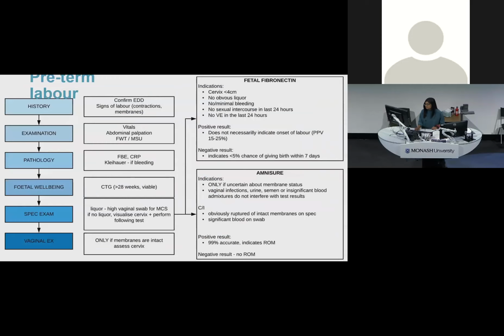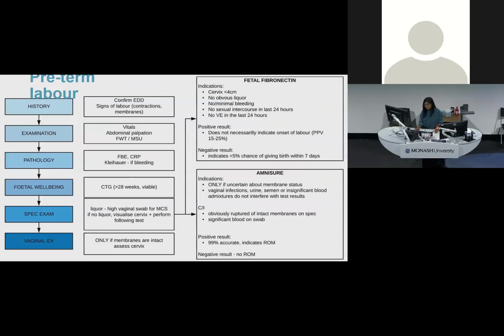This is preterm labor. It looks like a lot, but this is basically just a slide going through how you would approach it. You guys should also know the implications of preterm labor on the baby, the different systems it can affect, and the potential complications. That's what we had as an OSCE station last year. In terms of history, confirm the estimated due date, and look for signs of labor, so the contractions and the rupture of membranes. Go through an examination and send off some pathology. You check fetal well-being with a CTG, provided it's over 28 weeks and you think the baby is viable.